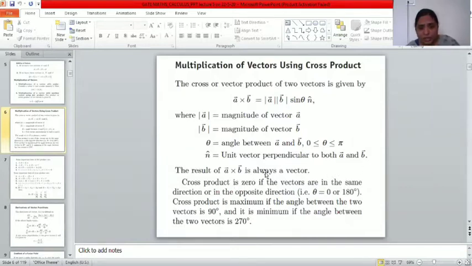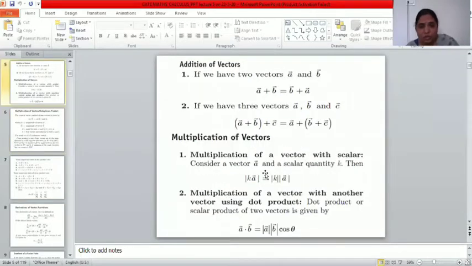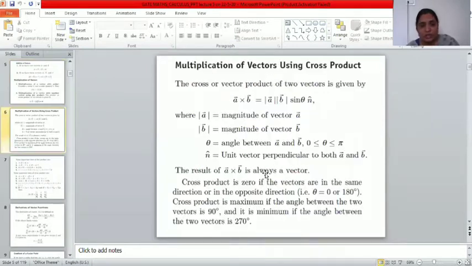The result of A bar cross B bar is always a vector. Remember, in case of the dot product, A bar dot B bar need not be a vector, it is a scalar term. But in case of A bar cross B bar, the cross product is always a vector. Remember, the cross product is 0 if the vectors are in the same direction or in the opposite direction. Then we can say the cross product is 0. The cross product is maximum if the angle between the two vectors is 90 degrees, and it is minimum if the angle between the vectors is 270 degrees.